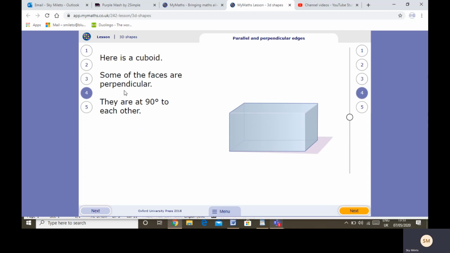Some of the faces are perpendicular. These are 90 degrees to each other. Perpendicular lines or perpendicular faces are 90 degrees to each other. Remember, 90 degrees is the same as a right angle. Okay, so they go up as a right angle and it goes across 90 degrees. If you measured that angle there, it'll be 90 degrees. We're going to look at angles more in Thursday's lesson.